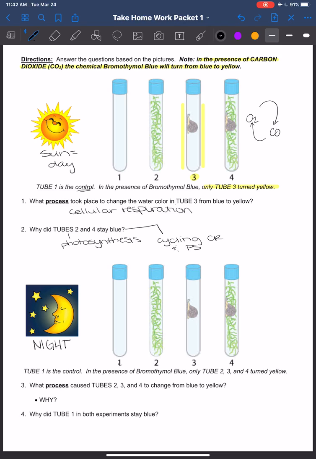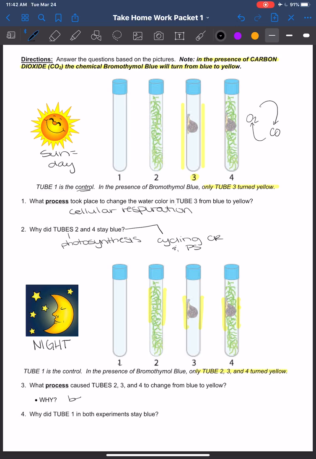Tube 2 has a plant in it. Tube 3 has an animal, the snail, and tube 4 has the plant and the animal in it. So in the presence of BTB, it tells us that tubes 2, 3, and 4 turned yellow. So all of these were yellow. Why? Why is this different from in the daytime? Because we know at night plants do not undergo photosynthesis, but in order to make their energy, plants use the products that they made during photosynthesis during the day and use cellular respiration at night.